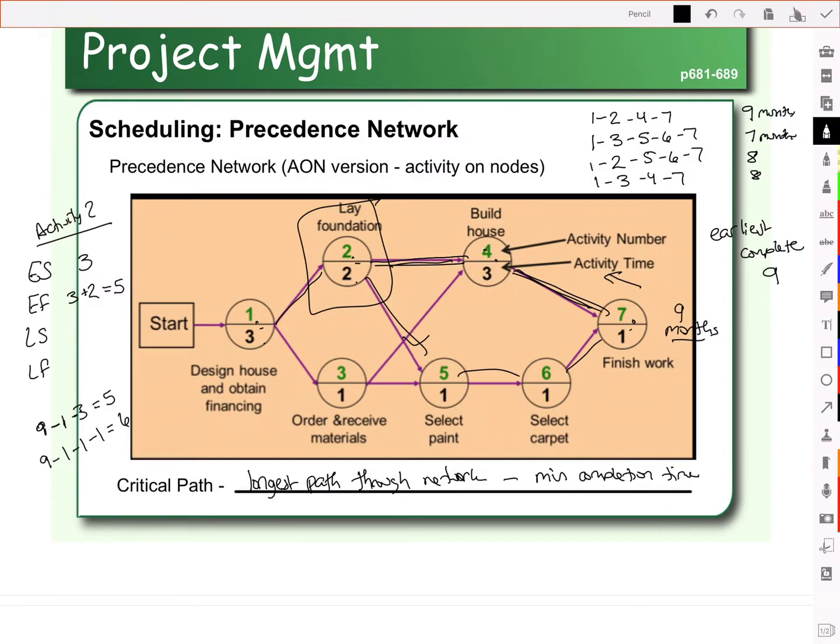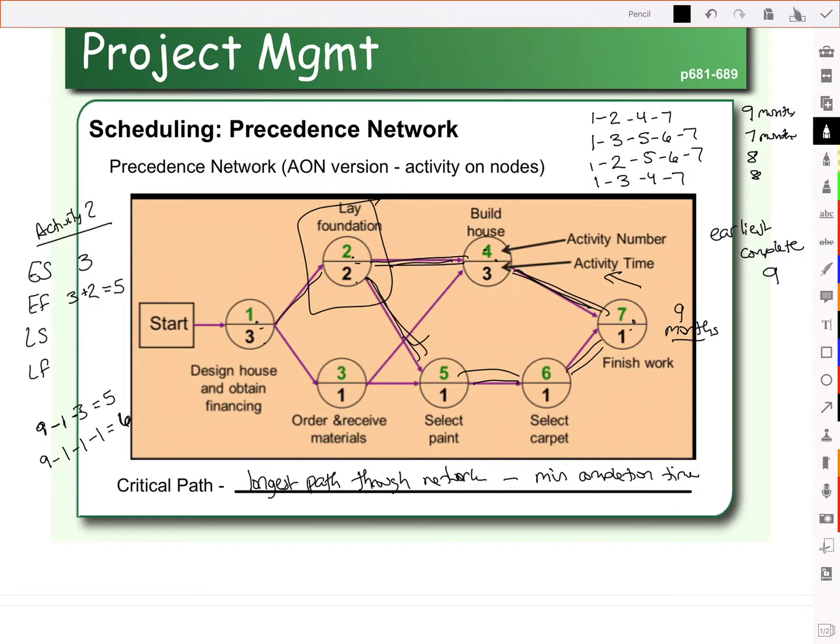But we have to recognize that after we do activity 2, we also have to do 5, 6, and then 7. So we need to look at that ending time of 9 months minus the 1 month for activity 7, minus the 1 month for activity 6, and minus the 1 month for activity 5. So if you look at that, then there's 3 months worth of work that has to be done after activity 2, which suggests that the latest we could finish would be at month 6. So which of these two numbers do we choose? Do we pick 5 or do we pick 6?